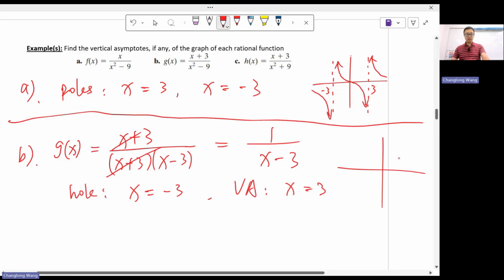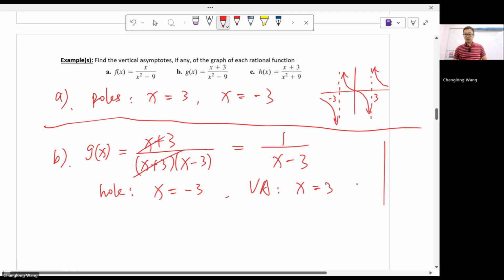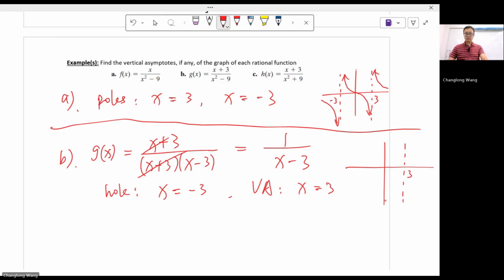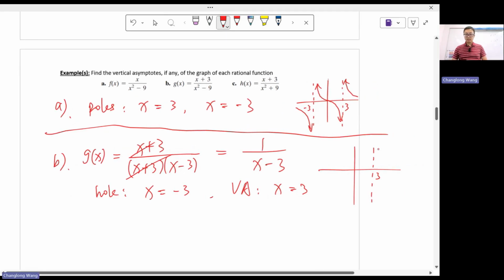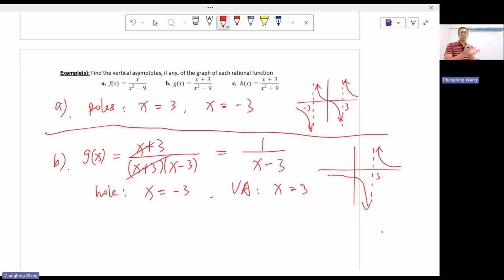All right, so the graph will have a VA at 3. And it turns out that the graph stays on top to the right of the 3. And it's going to be somewhere below and reaching or approaching -infinity on the other side. It's like the reciprocal function getting shifted to the right.